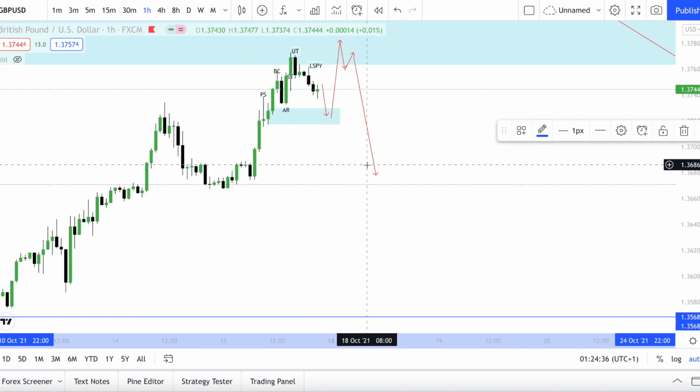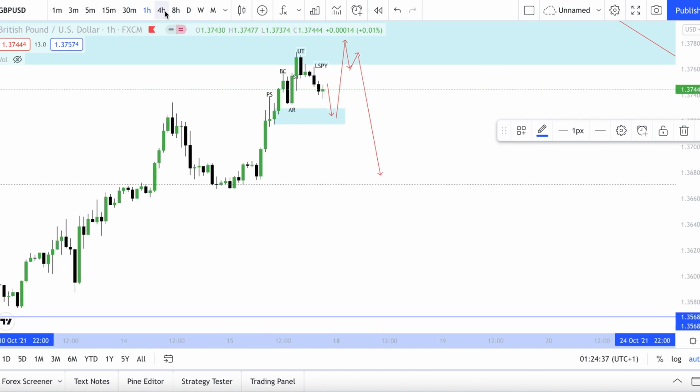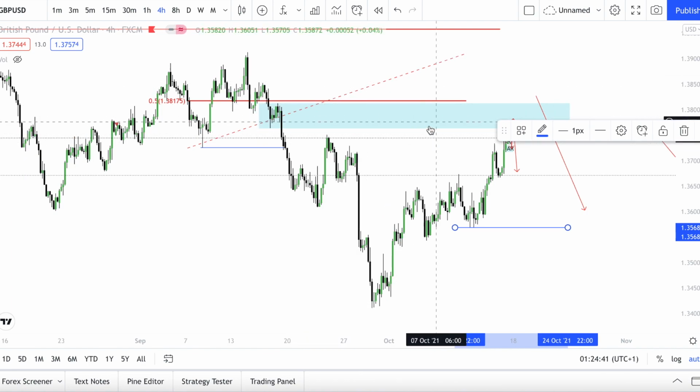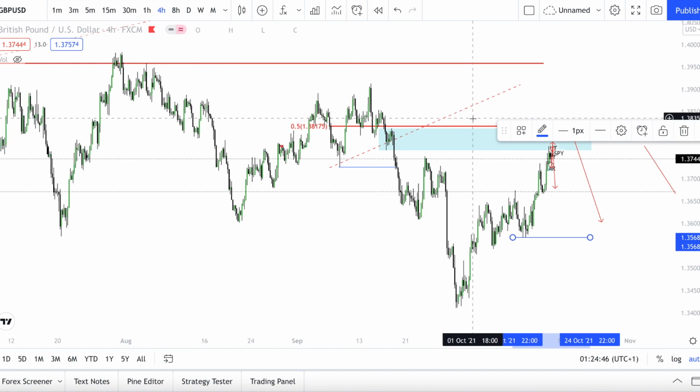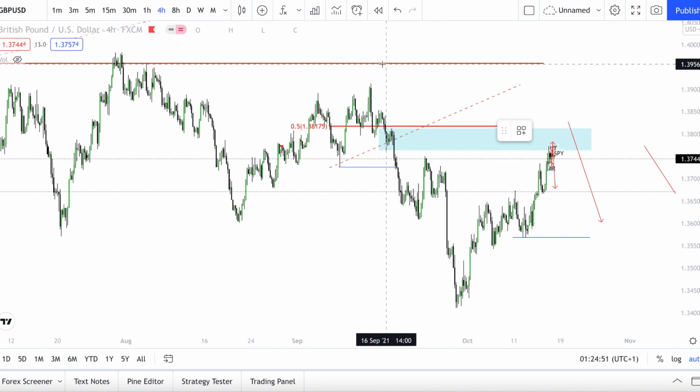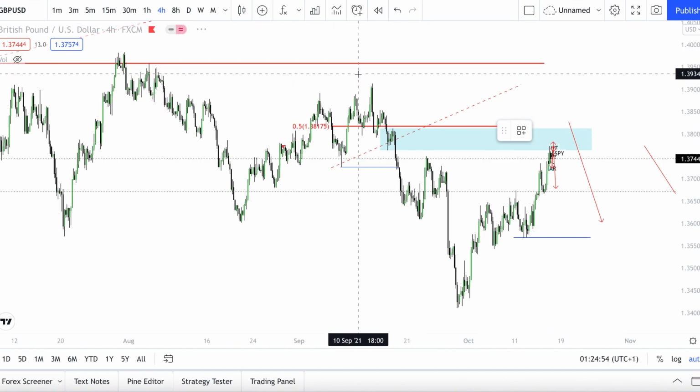I'm still bearish from this order block. And if this order block doesn't hold, I'll be looking for sells from here. And if not, I'll then be looking for sells from here, this area, breaking this area and potentially coming to this 0.5 fib.